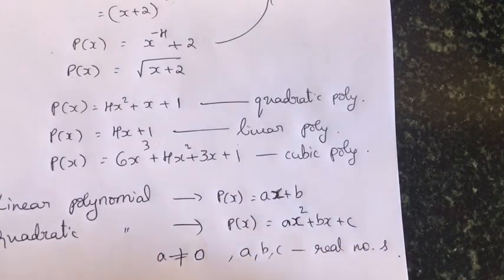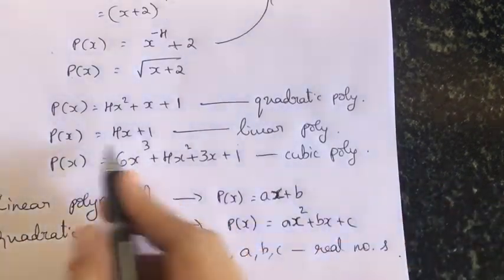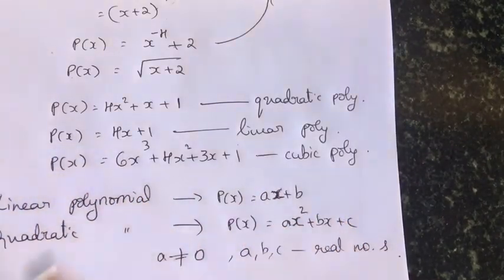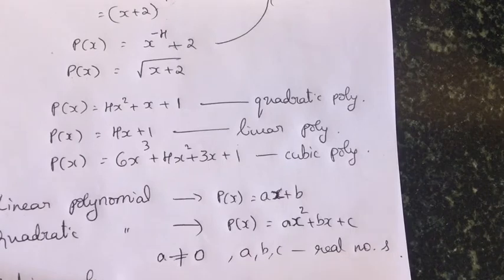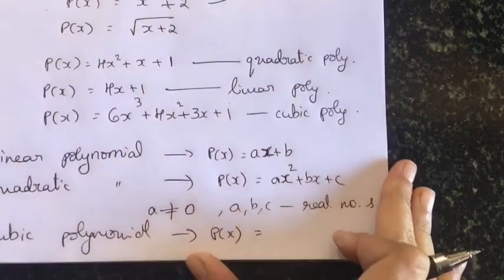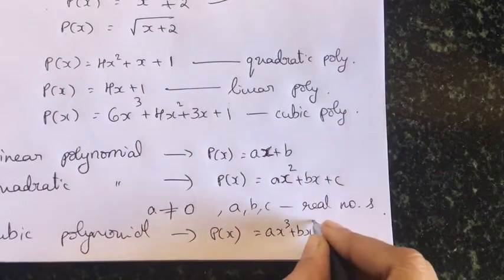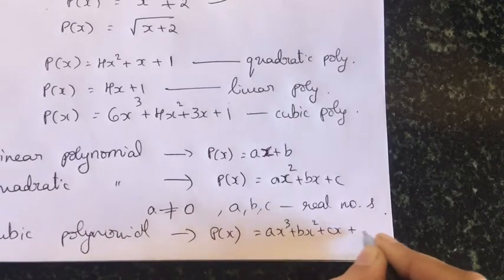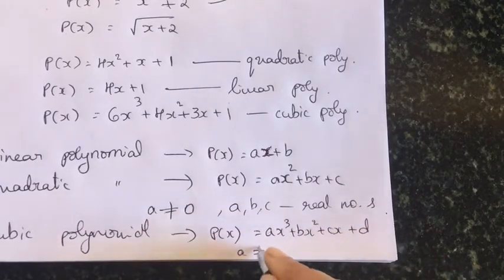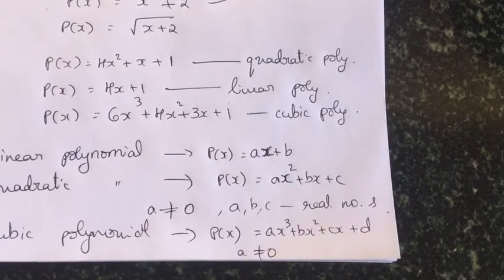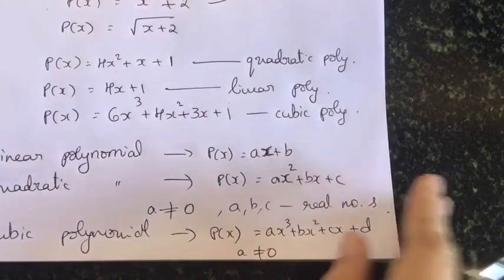So the general form of a cubic polynomial is nothing but, I can write p of x equal to ax cube plus bx square plus cx plus d, where a should not be equal to 0. This is the general form of a cubic polynomial.